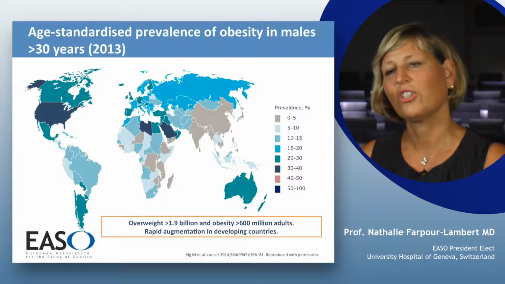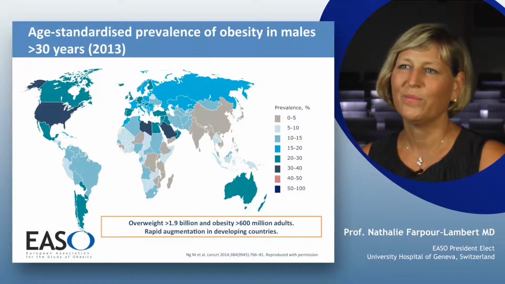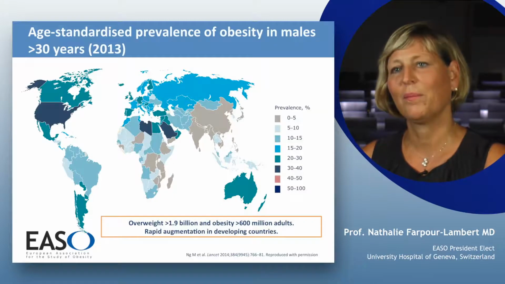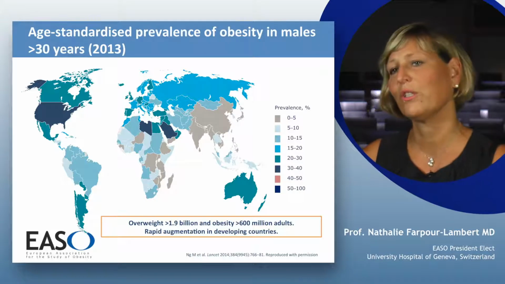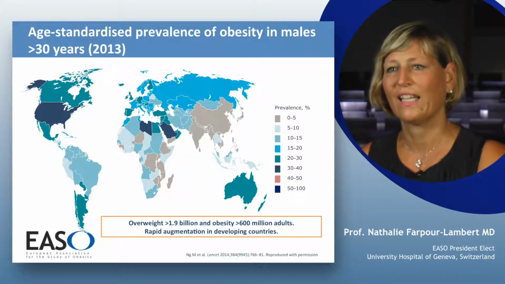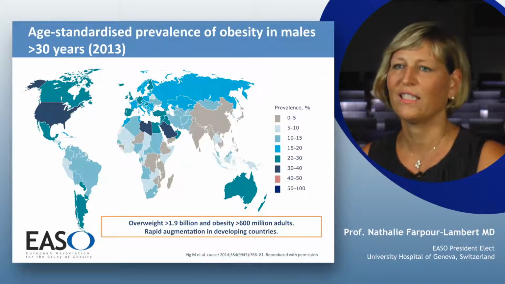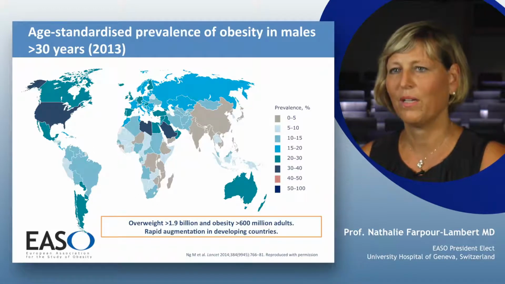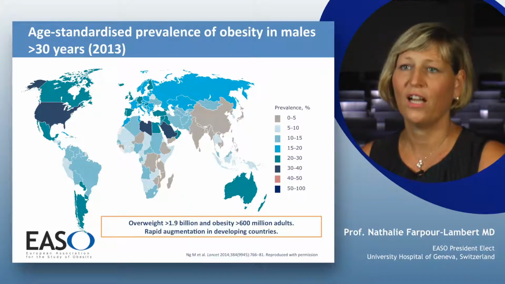This slide shows the present situation in the world. At the beginning, the obesity epidemic started in North America, then in Europe, and also in Australia. But very quickly, the obesity prevalence increased in developing countries. And we can see on this map an increasing prevalence in North Africa, as well as Asia and South America.